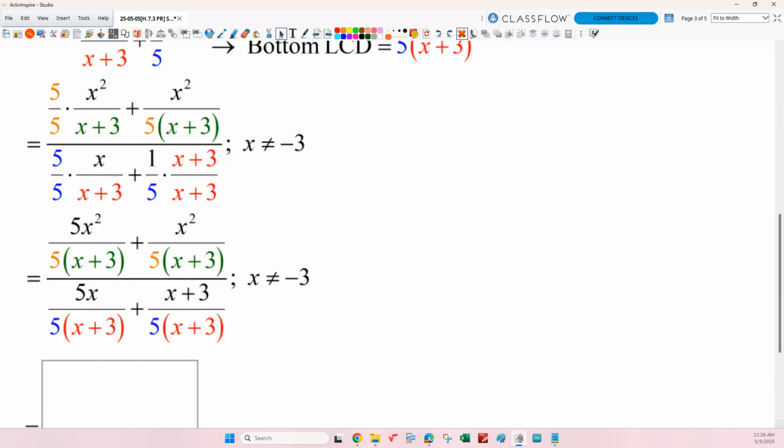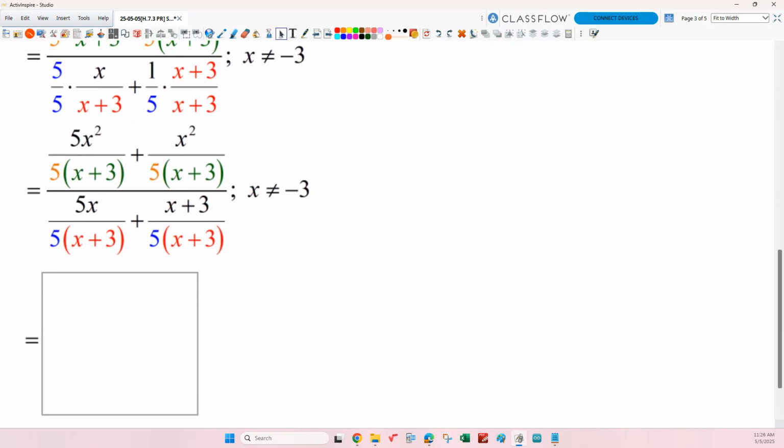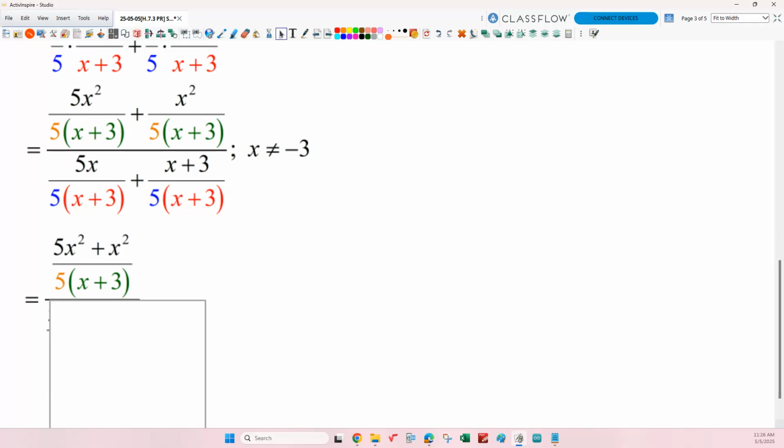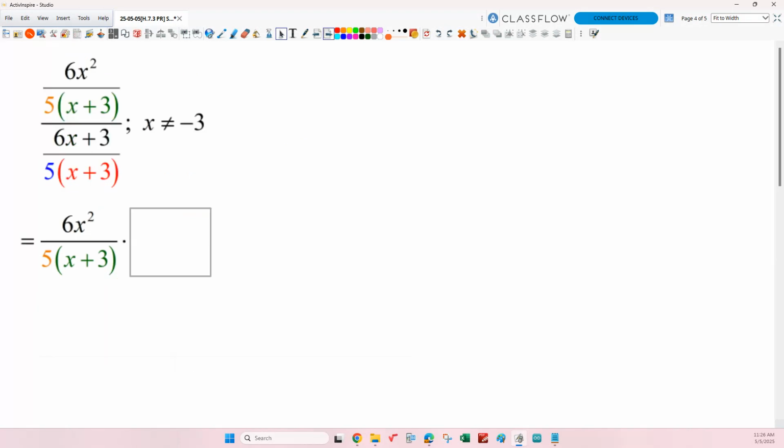Okay, so 5x, so 6x plus 3. Oh, I'm doing the bottom one. 6x squared over 5x, times x plus 3, over 6x plus 3 over 5x plus 3. So we combine the numerators to get 6x squared? Yeah, we just combine them into one fraction. It's 6x squared over 5x.